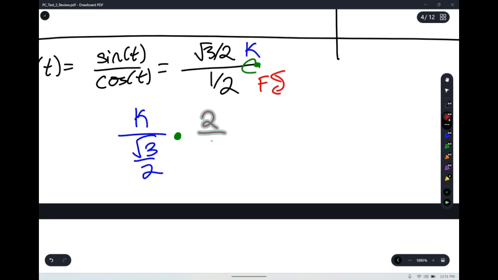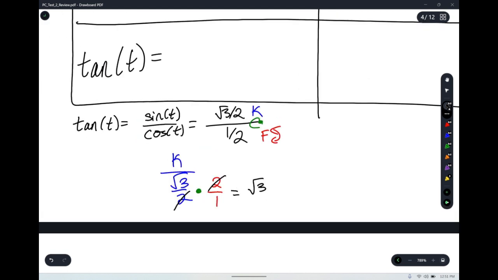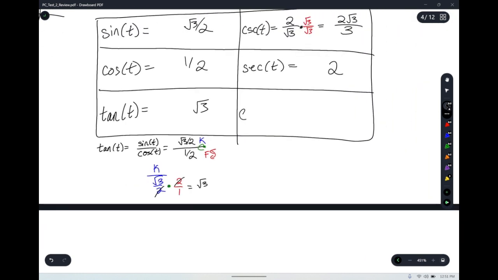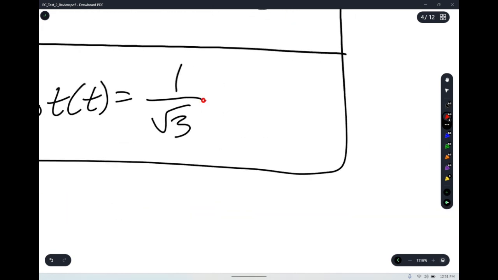Wait, what am I doing here? That was weird. Times. Flip the bottom. Nice. Something cool happens. It's just root 3 over 1, which you're totally allowed to just write root 3. And then what do we have to do for cotangent? We go 1 over root 3. Ah, we got to do our thing again. Root 3 over root 3, which yields us... Boom.